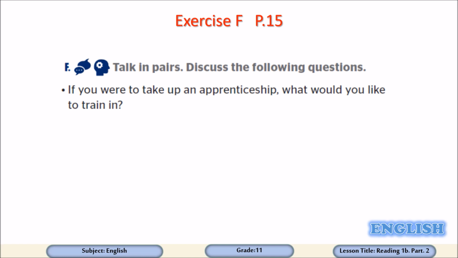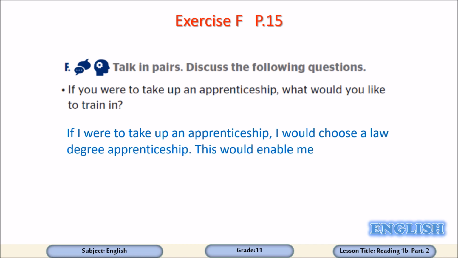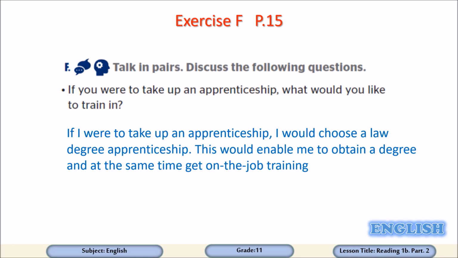Who is ready to go with question 1? Yes, please. Very good answer. If I were to take an apprenticeship, I would choose a law degree apprenticeship. This would enable me to obtain a degree and at the same time get on-the-job training for a job in the legal profession.